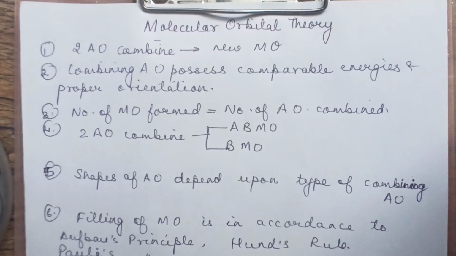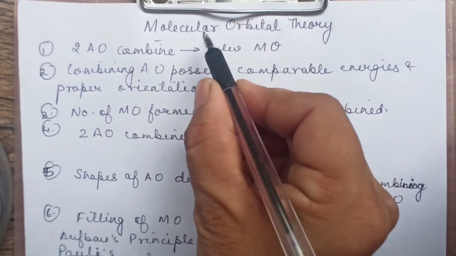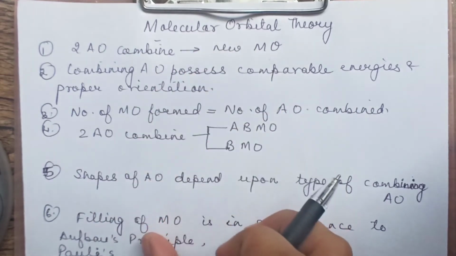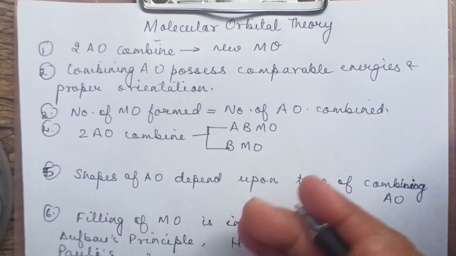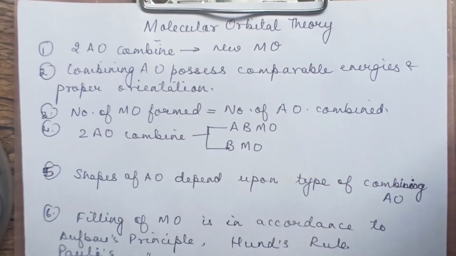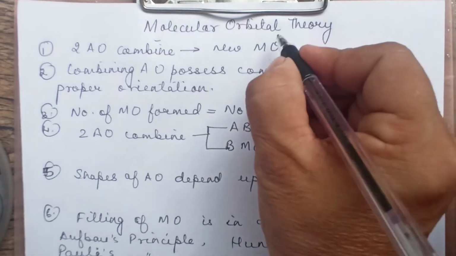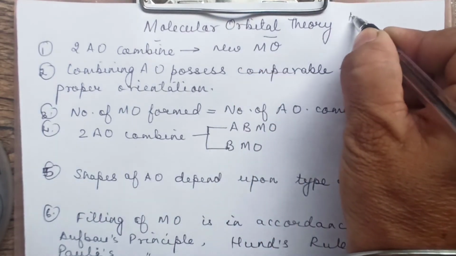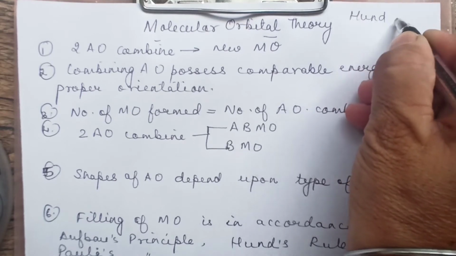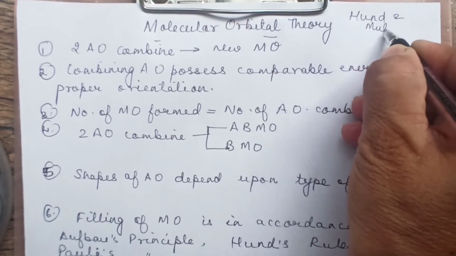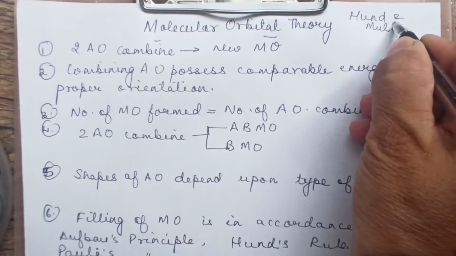Good morning, children. In today's session, we will be talking about molecular orbital theory. It's a very important topic of chemical bond, class 11. First, we'll be talking about the salient features, and then we'll be applying this theory to different molecules. This theory, children, was given by Hund and Mulliken.